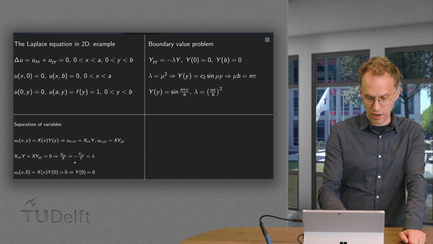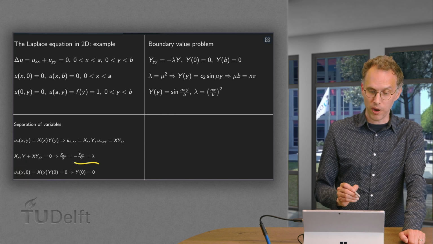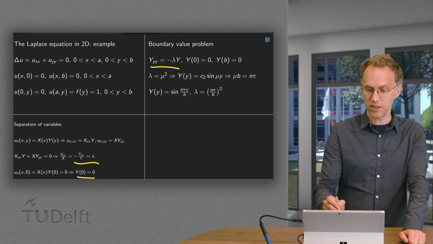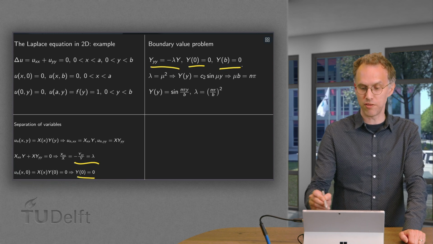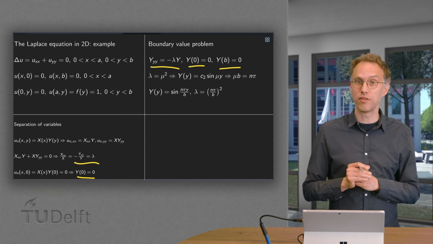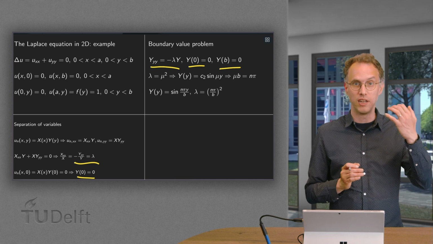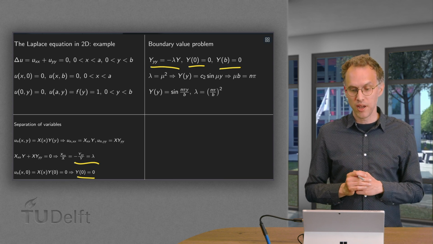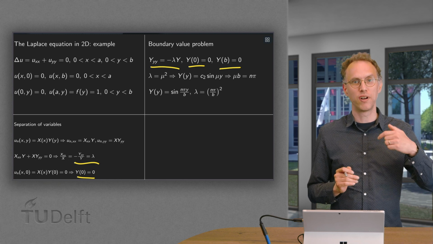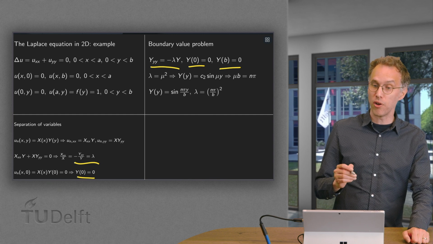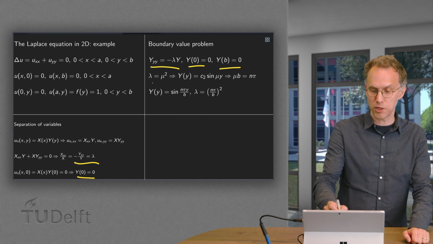So we have here Y'' equals minus lambda times Y, that's over here. We have Y(0) equals 0 and Y(b) equals 0. Well, you have by now probably encountered this boundary value problem a lot of times in the heat equation and the wave equation. So you know, in principle, you have to look for lambda 0, lambda negative, lambda positive. But in this case, you will only find non-trivial solutions if lambda is positive.